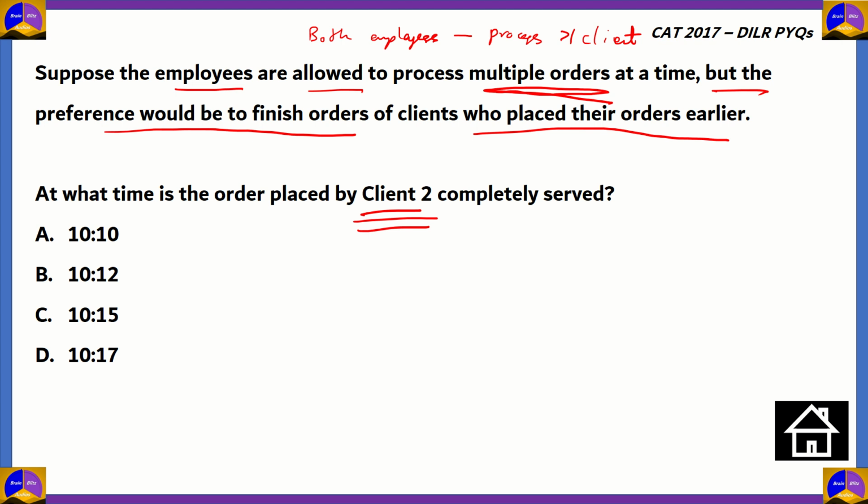So they'll be able to process more than one client order at the same time, just making sure that the client who ordered earlier gets his food first as much as possible. Now when this condition is inserted, the entire timing of when the orders are served changes.